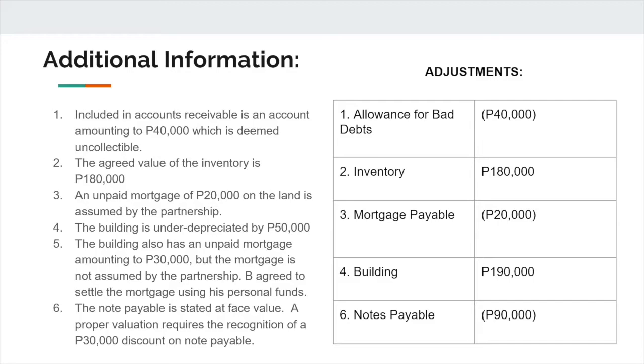Number six, the note payable is stated at face value. A proper valuation requires the recognition of the 30,000 pesos discount on the note payable. The adjustment, there will be a 30,000 pesos discount on the note payable of partner A. So this will be deducted from the previous amount, which is 120,000 pesos.